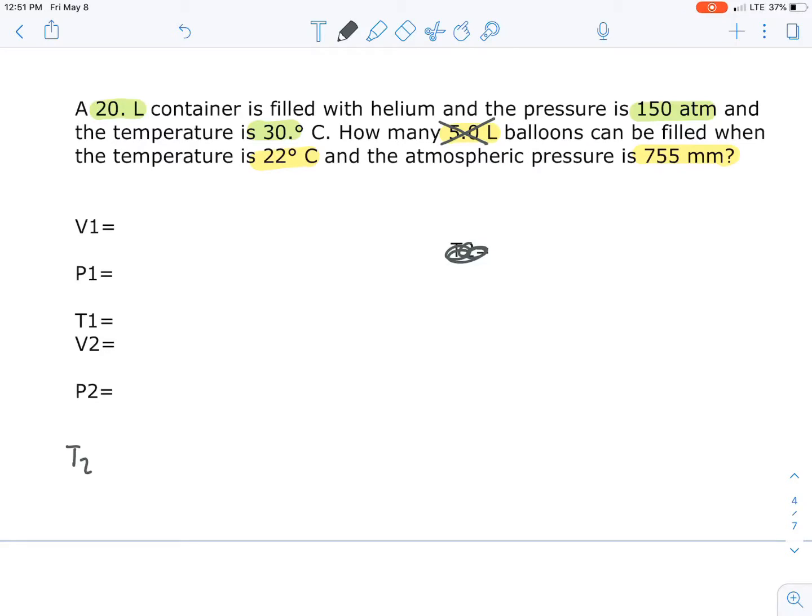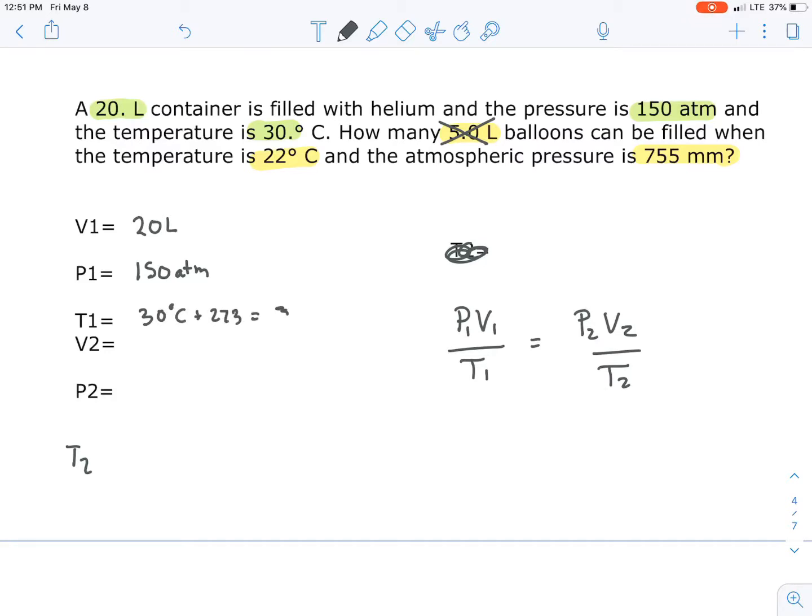Combined gas law is P1 V1 over T1 equals P2 V2 over T2. Okay, and we're just going to get this in the right position. So we have 20 liters, and the pressure is 150. That's in atmospheres. And the temperature is 30 degrees Celsius. We're going to have to change that, so let's add 273, and that equals 303 K.